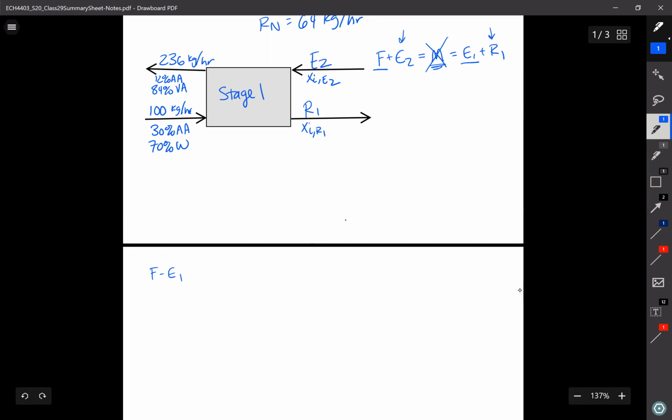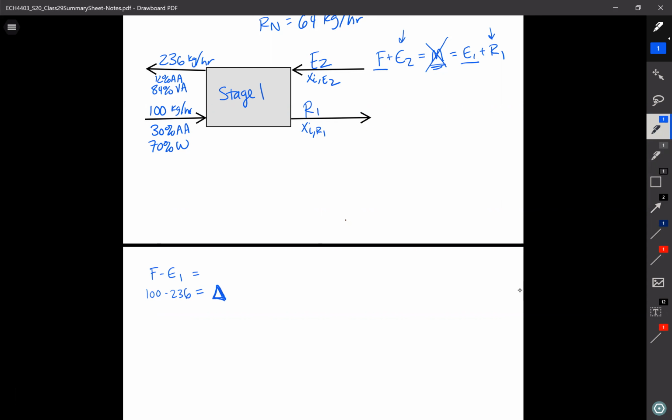So I could say that F minus E1, these are both numbers that I know, so I could say 100 minus 236 is equal to some number. This may seem strange, but stay with me for a minute. I'm just going to call it delta, right? So I know that the actual value is minus 136 just by doing it in my head, but I'm going to keep it general in terms of variables for now.